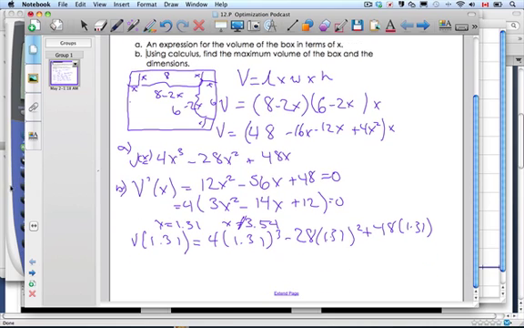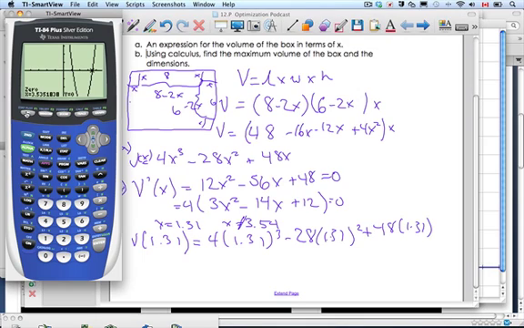Now we definitely need help with that. You just hit trace and then... That's the derivative that we have in here. Oh, that's the derivative. So 4 times 1.31 to the power of 3 minus 28 times 1.31 to the power of 2 plus 48 times 1.31 equals, so my maximum volume is 23.82.